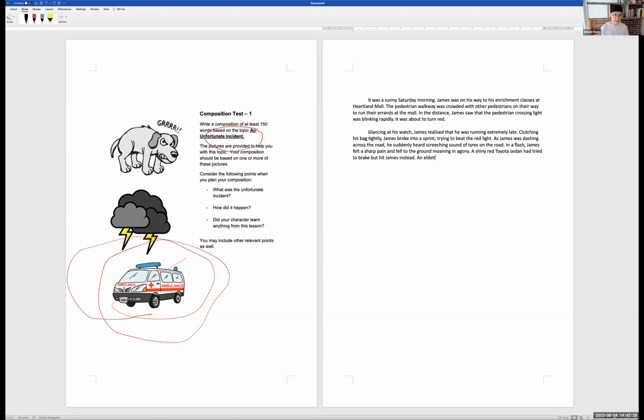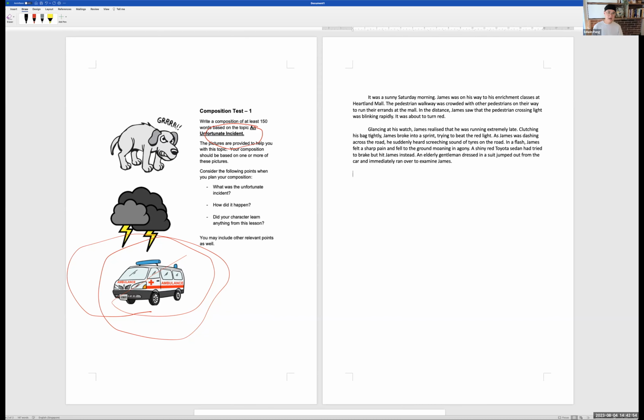So an elderly gentleman dressed in a suit jumped out from the car and immediately ran over to examine James. Okay? Now, I can go to my next paragraph, right?